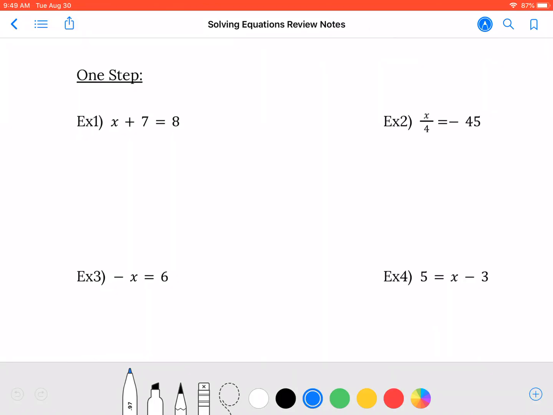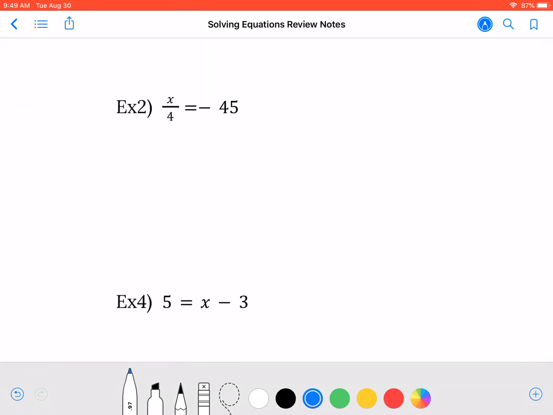So I always tell people I draw this line down the middle. You don't have to do that, not the middle, but over the equal sign. And that is just to help keep myself organized. So in the first one we have a 7 that's being added on. So to undo that, we're going to subtract it from both sides. And that gives me x equals 1.